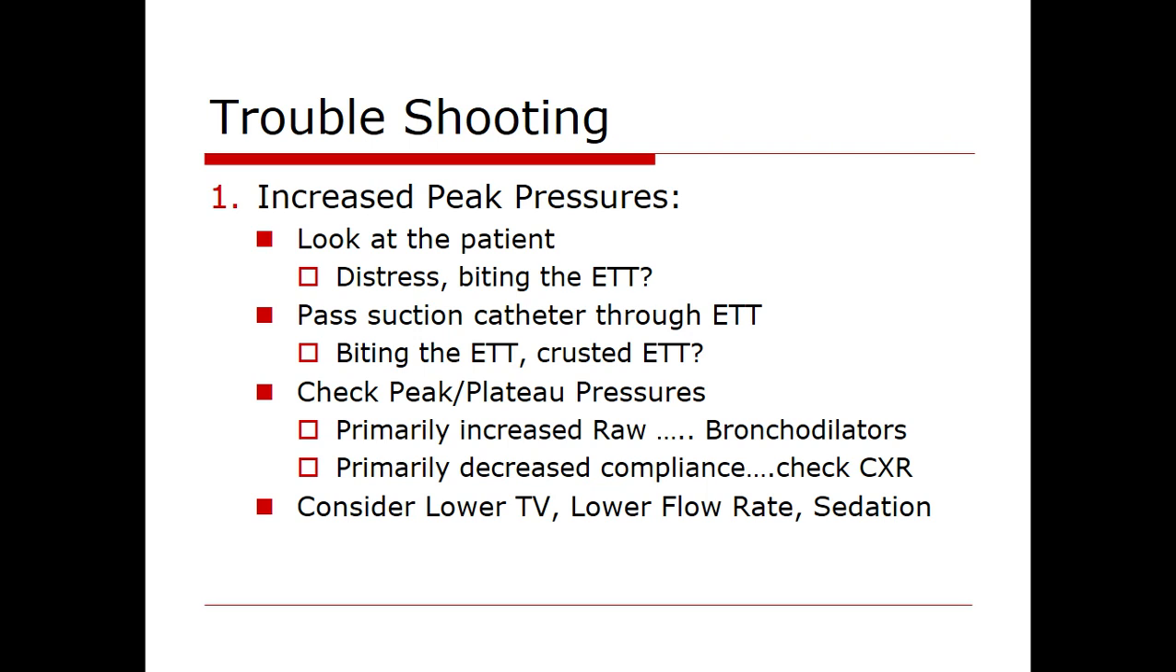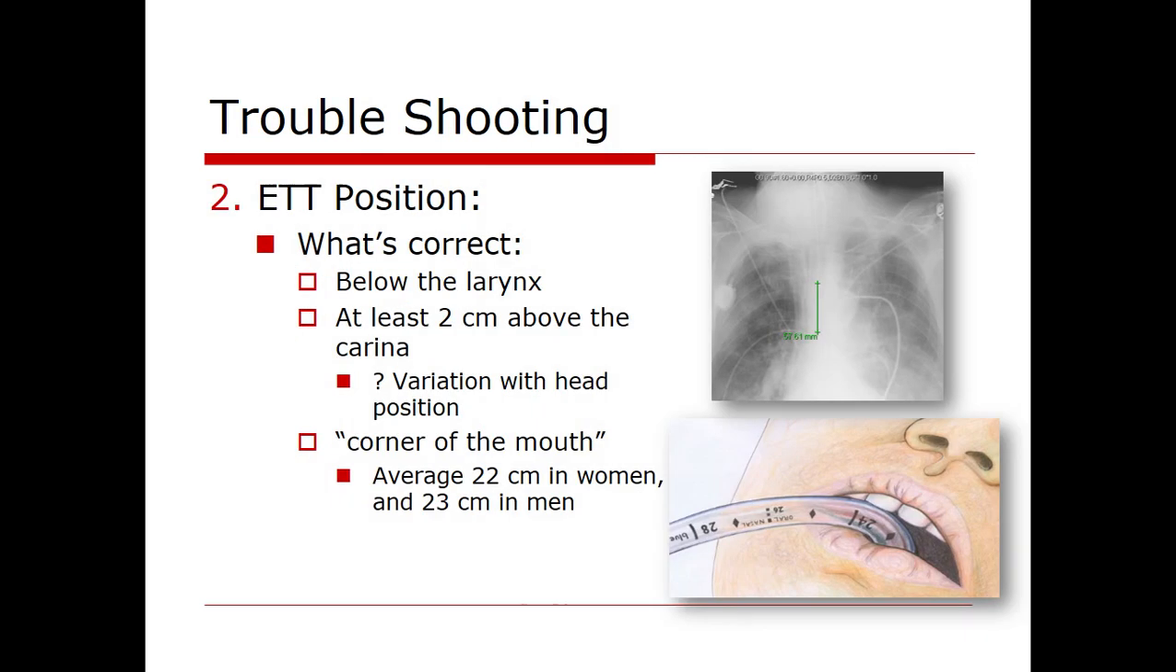Check the peak and plateau pressures by pressing the inspiratory pause button, because if the problem is high airways resistance, your response will be to give them bronchodilators. Whereas if it's a compliance issue, you're going to get an X-ray to see what went wrong. And if it's none of those things and the peak pressures are high, you might just have to use a lower tidal volume, a lower flow rate, or sedate the patient more.